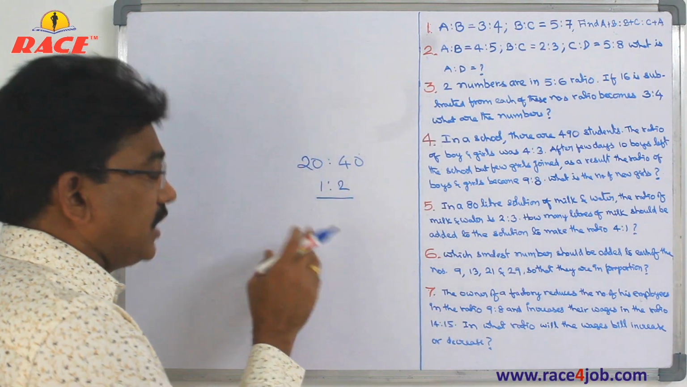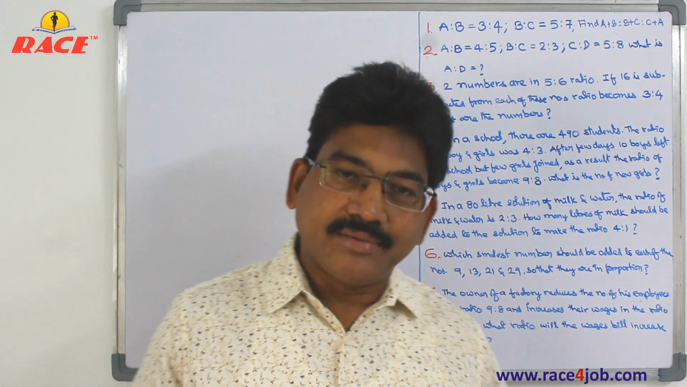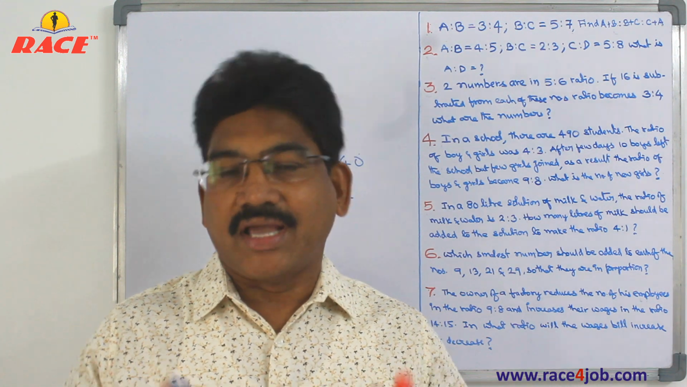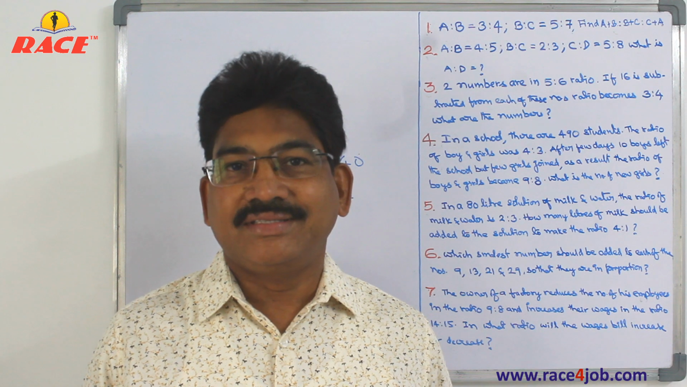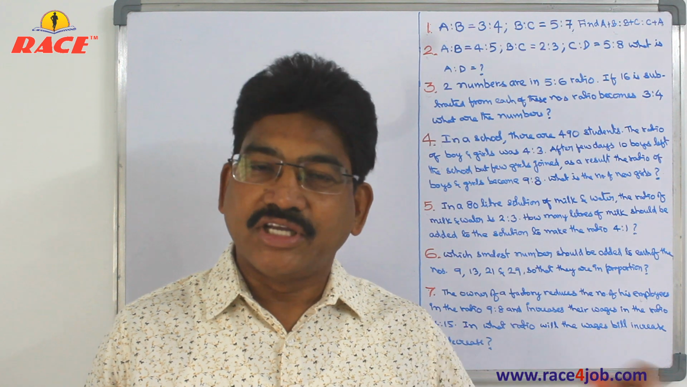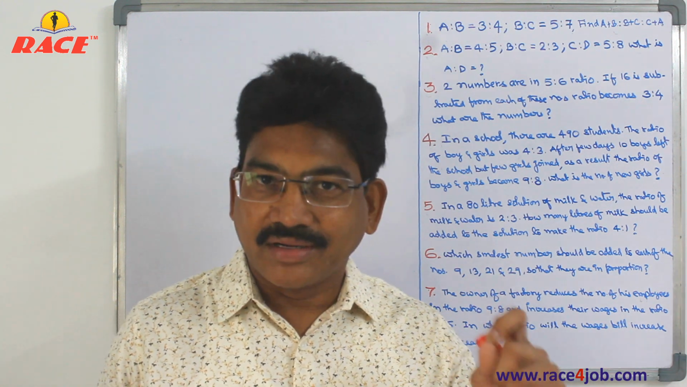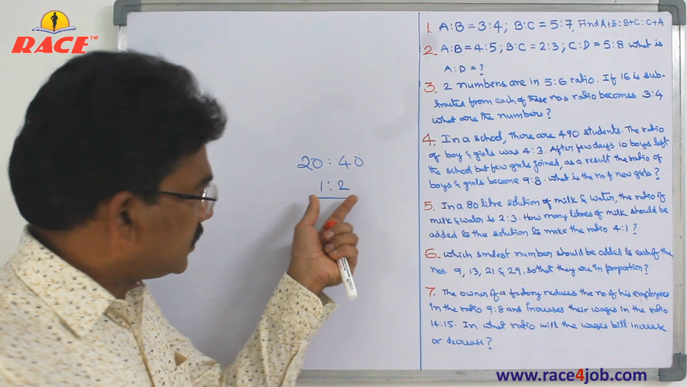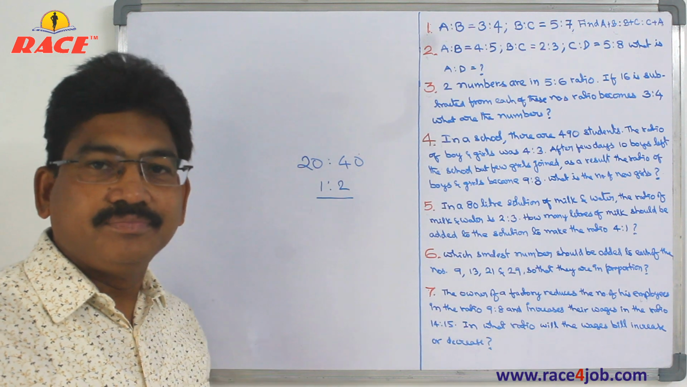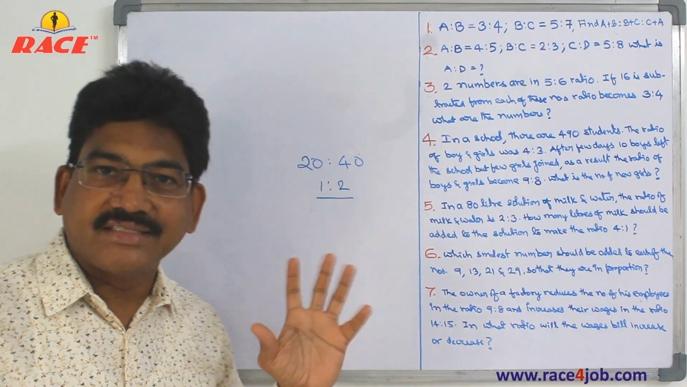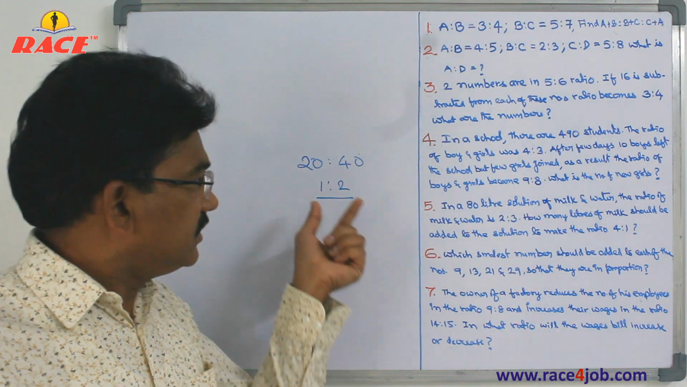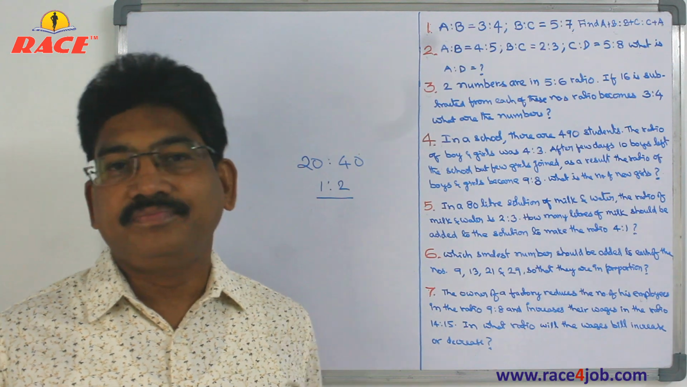And one thing is, I can compare 20 apples with my friend's 40 apples. But if I have 20 apples and my friend has 40 rupees, I cannot compare apples with rupees. So whatever I compare, those things should be of the same kind. Then only I can compare. And these two are terms: the first term is called antecedent and the second term is called consequent.